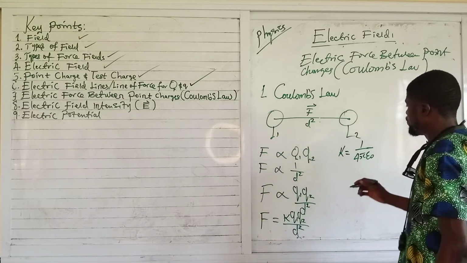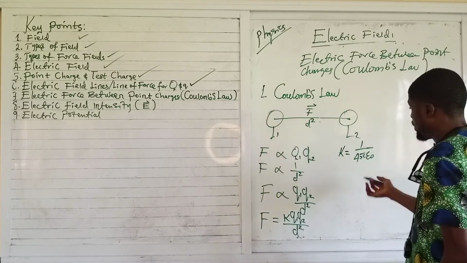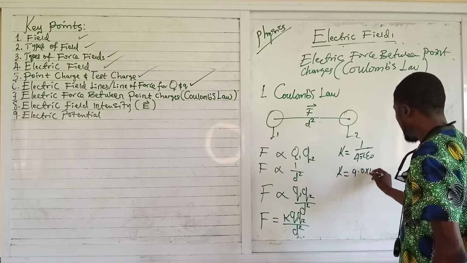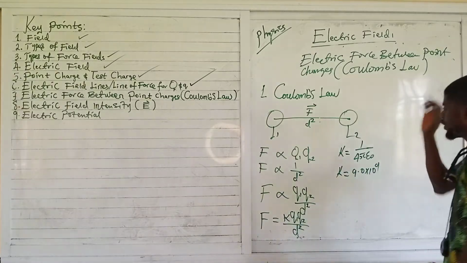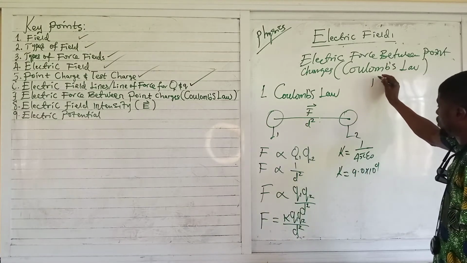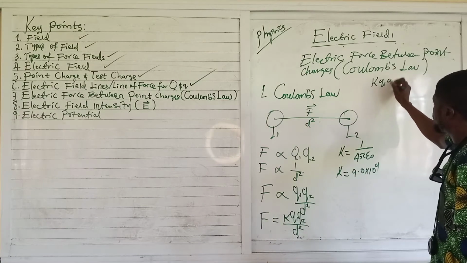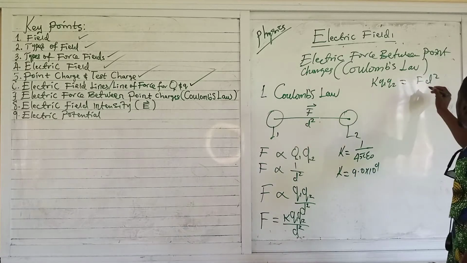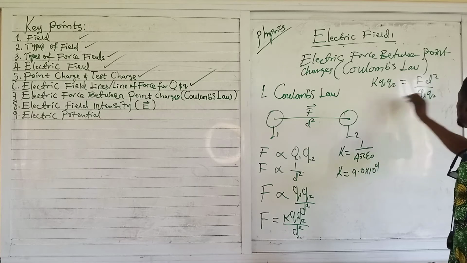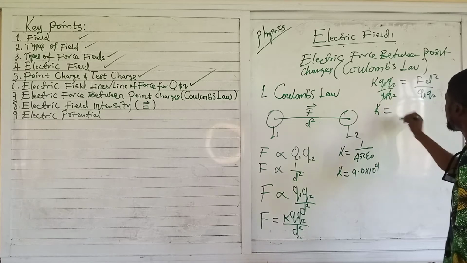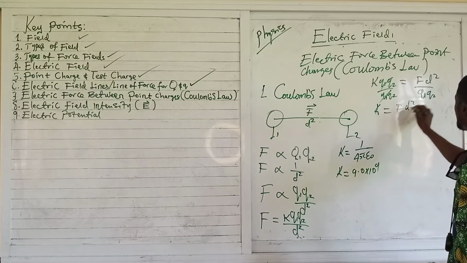And the numeric value for K is given as K equals 9.0 times 10 raised to the power 9. Now, what is the SI unit for K? From here, if you write that K Q1 Q2 is equal to F D squared, and you divide both sides by Q1 Q2, this will cancel and your K is equal to F D squared over Q1 Q2.